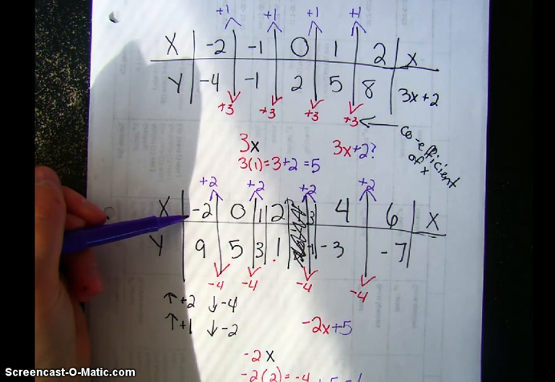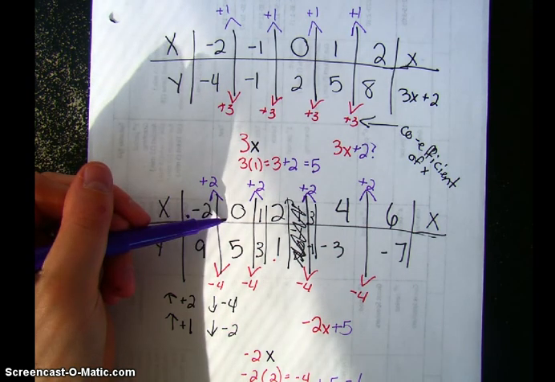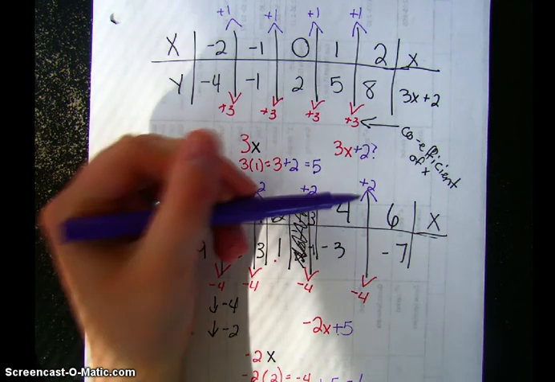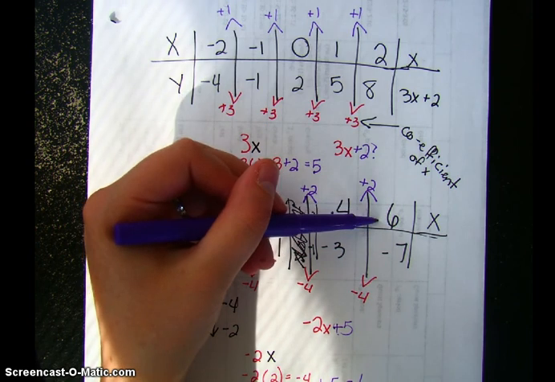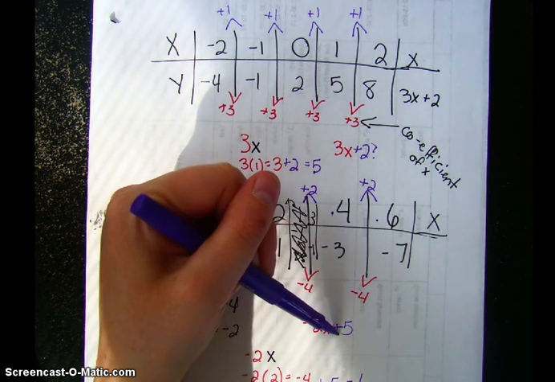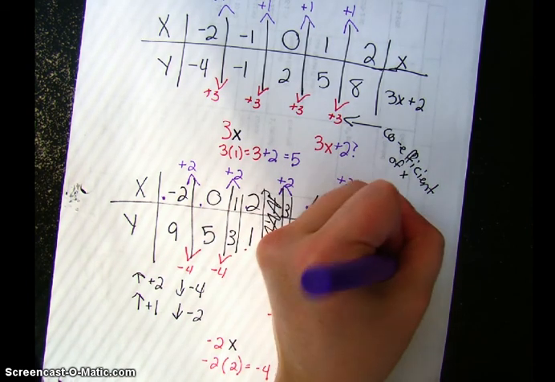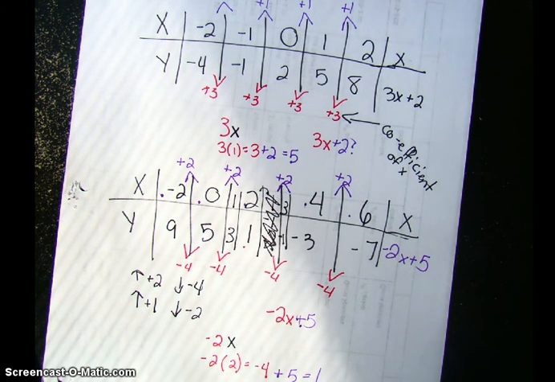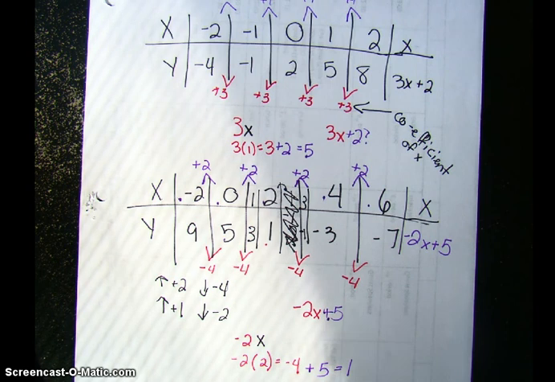So negative 2 times negative 2 gives us positive 4, plus 5 gets us 9. Negative 2 times 0 is 0, plus 5 gets us 5. We did that one. So negative 2 times 4 gives us negative 8, plus 5 gives us negative 3. Negative 2 times 6 is negative 12, plus 5 gives us negative 7. So our rule is negative 2x plus 5. Okay? So use this method to find out the rules for the other, for the little sheets of paper. And if you have questions, you can come ask me.